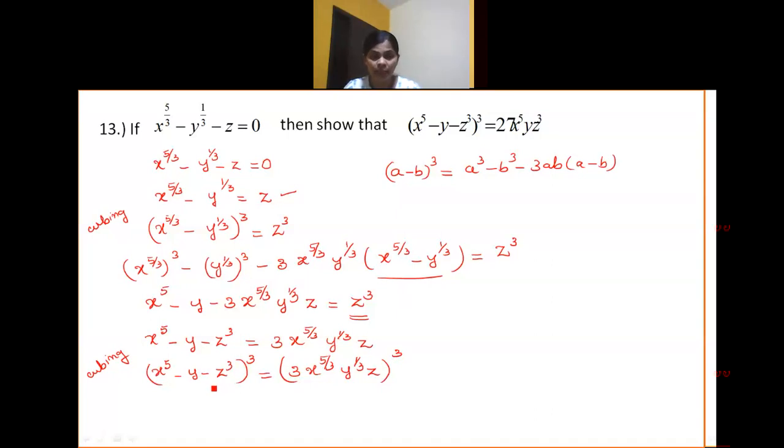Now my left side matches exactly, but I need to simplify the right side. The power 3 will go to each and every term on the right. So 3 to the power 3 will give me 27. x to the power 5 by 3 into 3 will give me x to the power 5. y to the power 1 by 3 into 3 will give me y. z to the power 3. So this is what I get after simplification, and this is the required answer.